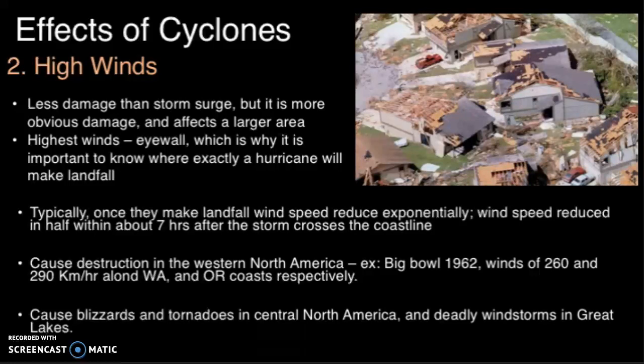So also these extratropical cyclones tend to cause blizzards and tornadoes in central North America, and also deadly windstorms in the Great Lakes. Some of the wind speeds in the lakes have actually been recorded to be over 160 kilometers per hour, causing waves of up to 11 meters. So 11 meters is a lot, and that can sink major ships, and it has done so before. So a major player within cyclones is the high winds.